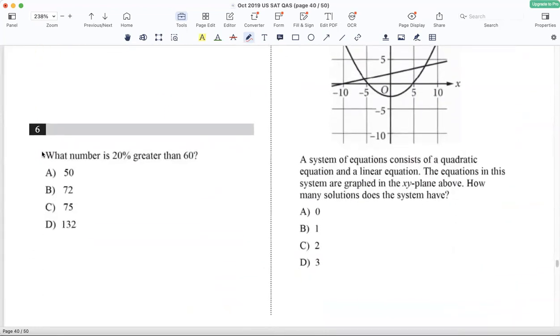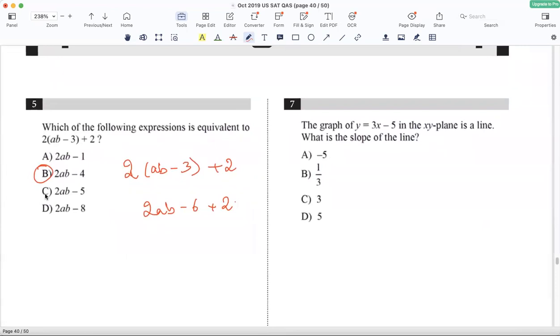What number is 20% greater than 60? So 60 plus 20% of 60. So 60 plus 20 by 100 times 60. So that's 0, 0 cancels. 60 plus 12, 72.